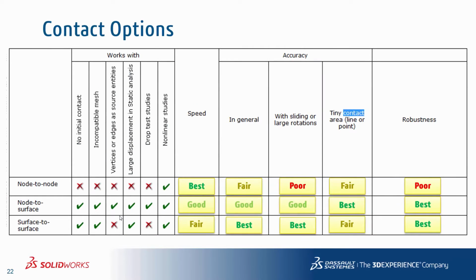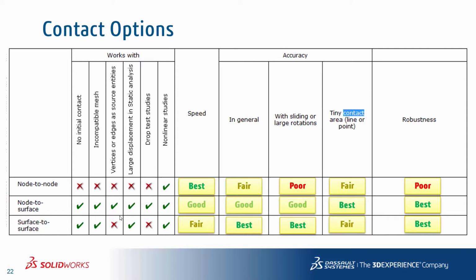So in summary, here is a quick recap of node to node, node to surface, and surface to surface. In terms of speed, general usage, accuracy, and robustness, you can see that surface to surface does the best job of all of them. But again, keep in mind it's more resource intensive.